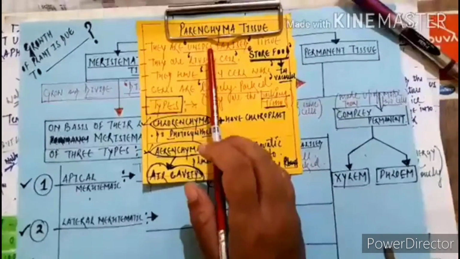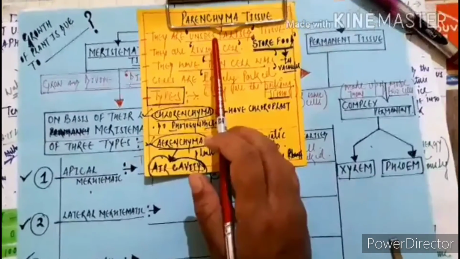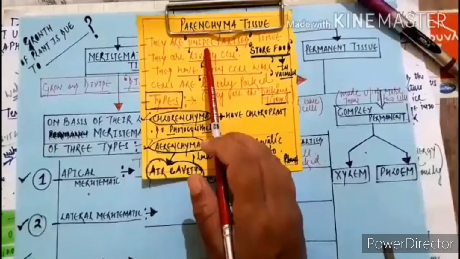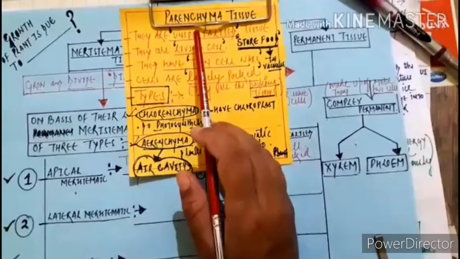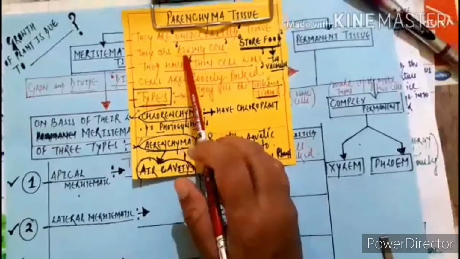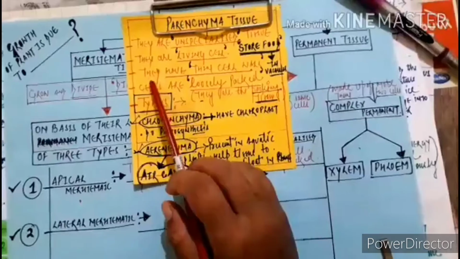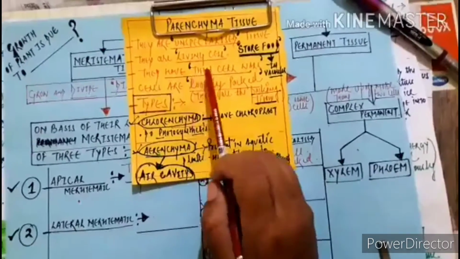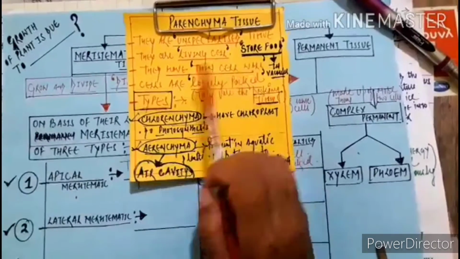So, parenchyma tissue is the simplest of the simple permanent tissues. They are unspecialized in the manner that they are not specialized for any kind of work. They are living cells. Second, third, they have thin cell walls. Their cell walls are very thin.